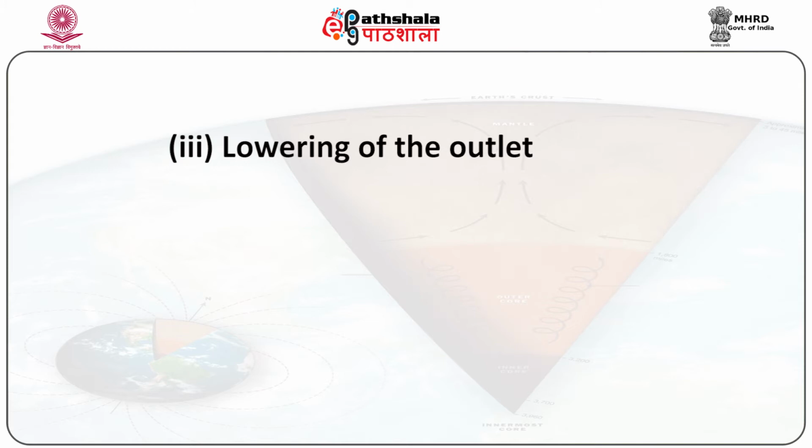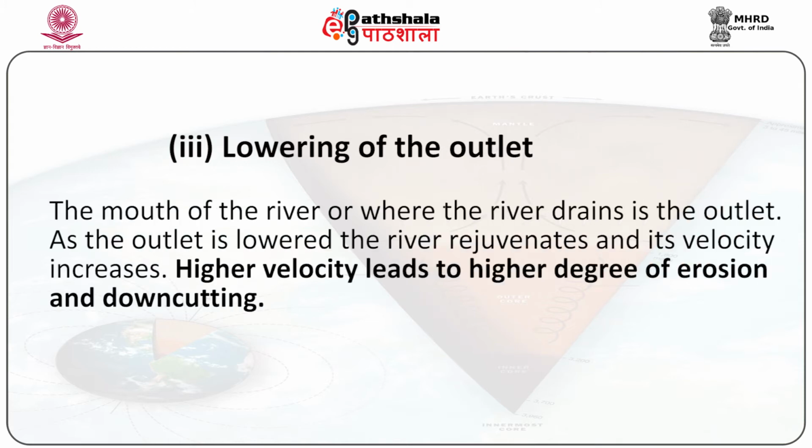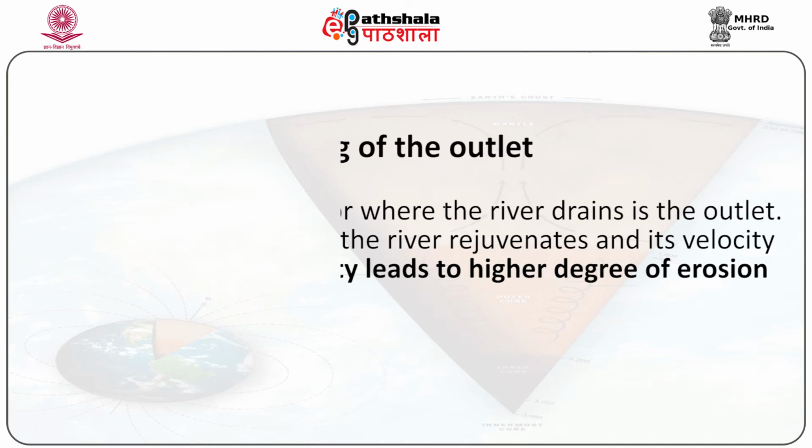Next is lowering of the outlet. The mouth of the river, or where the river drains, is the outlet. As the outlet is lowered, the river rejuvenates and its velocity increases. Higher velocity leads to a higher degree of erosion and downcutting.